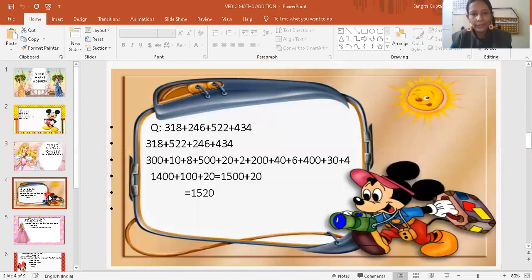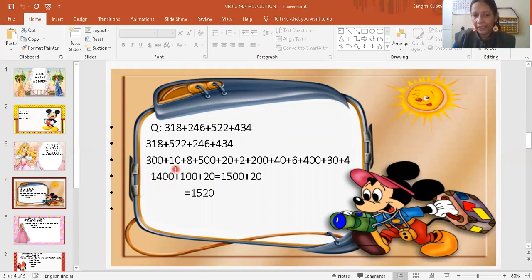Okay. Now you look at this next question. Now this is 318 plus 246 plus 522 plus 434. Now again, as in the previous questions, I have done the rearrangement. Here also you can see I have expanded all the forms. Now I am telling you the calculation here. See, 300 plus 500 is 800. 800 plus 200 is 1000. 1000 plus 400 is 1400. So I have written here 1400.